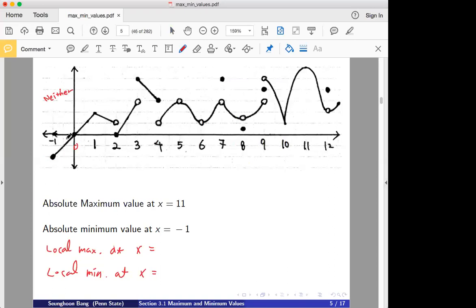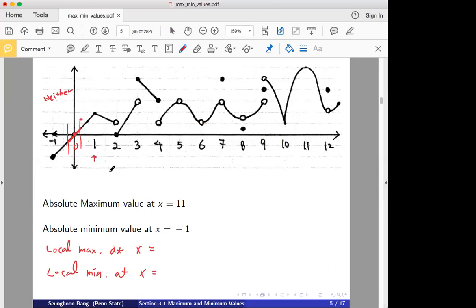neither, because you can cut locally. Cut locally like this. From here, this is not the highest point. We have a higher point here on the right hand side. This is not the lowest point here. We have lower values on the left hand side. So this is nothing. Not a local maximum, not a local minimum.